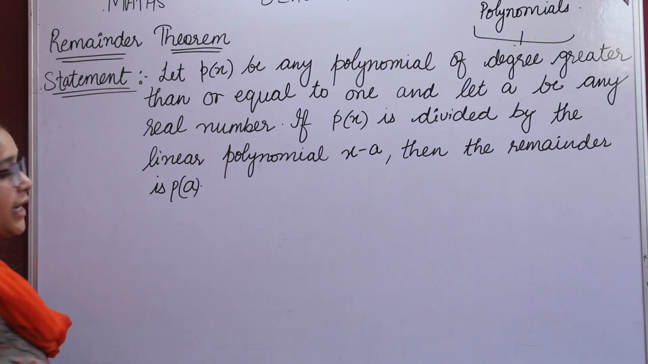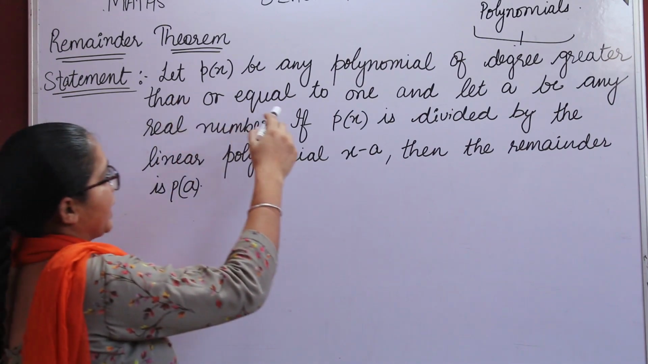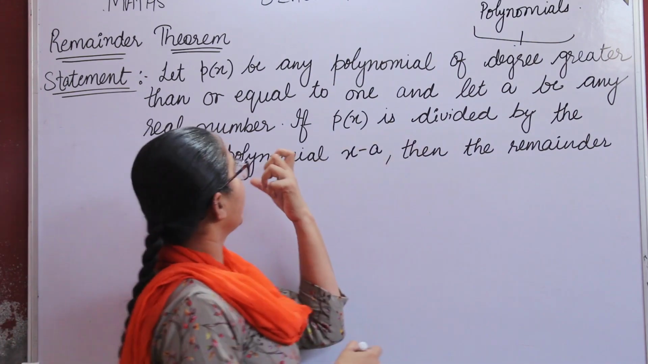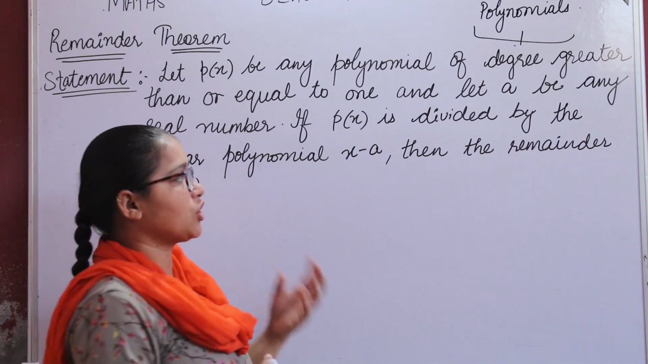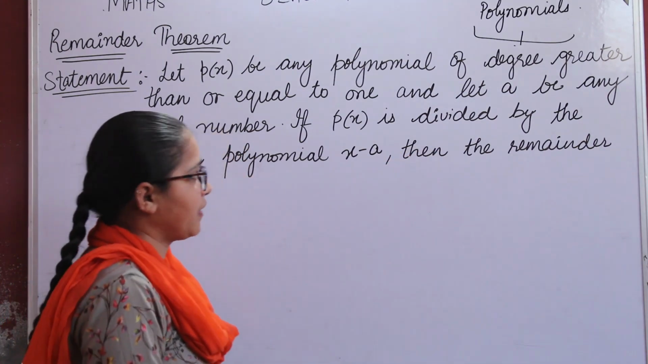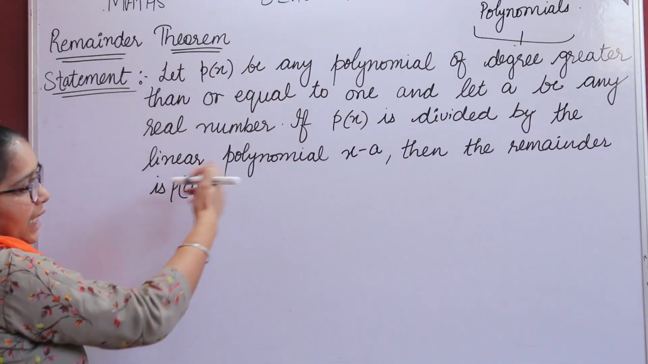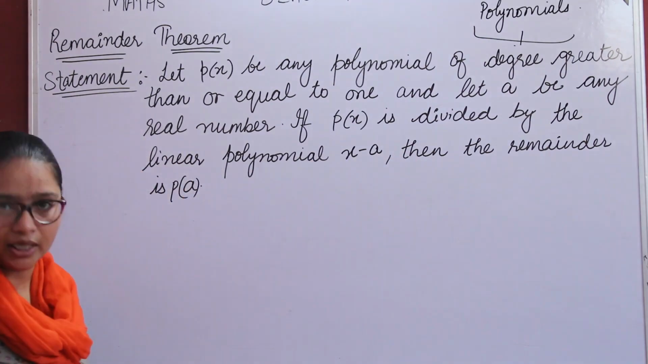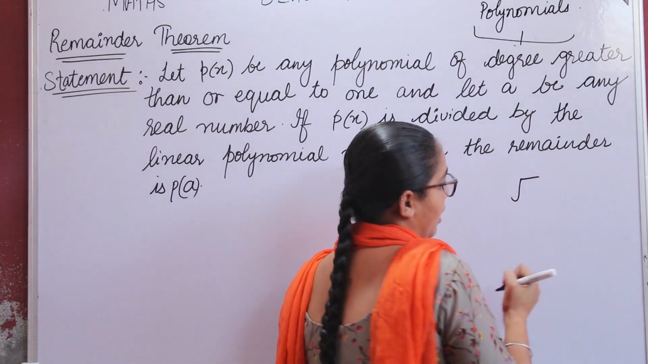What does remainder theorem state? Okay, so the statement is, let p of x be any polynomial of degree greater than or equal to 1. Means it should have a degree 1, or you can say it should be a linear polynomial, and a be any real number. If we divide this polynomial by any linear polynomial x minus a, then what would be the remainder? p of a. For understanding this theorem, first of all we have to understand the division.